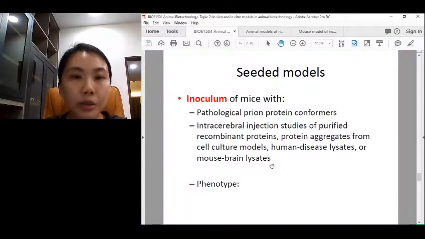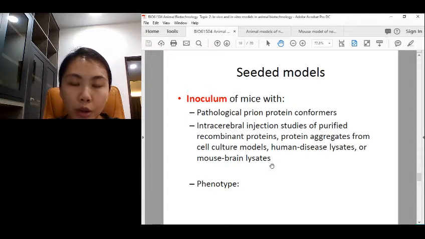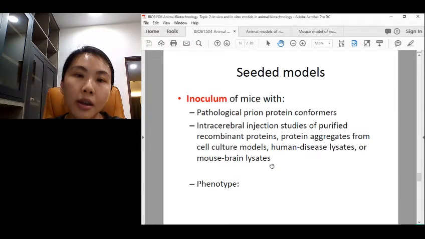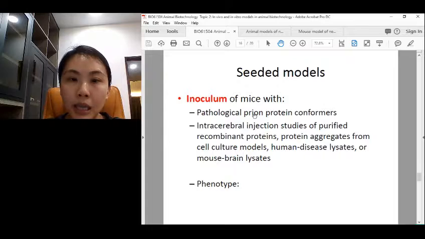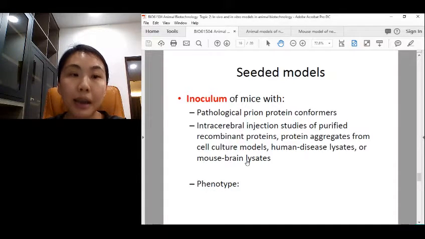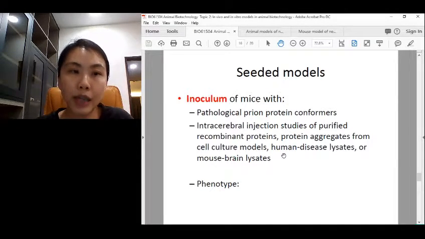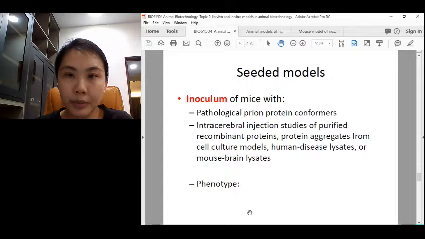And we also have the seeded models. So what the seeded models are is that they are not using any drugs to induce the disease. They are not using any genetic mutations or transgenic rodents. What they are doing here is they inoculate, meaning that they are doing the intracerebral injection of purified aggregates, the proteins, the disease lysates or the mouse brain lysates directly into the mouse model. So they are hoping that by directly injecting these protein aggregates into the brain of the mouse, it will replicate similar pathologies and symptoms in the mouse to reflect Parkinson's disease. We will look into their phenotypes in the journal later as well. So these are called the seeded models.